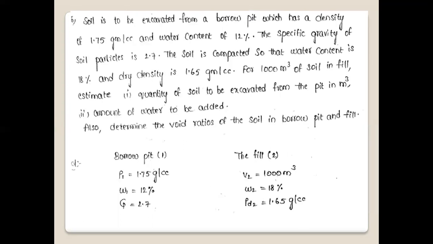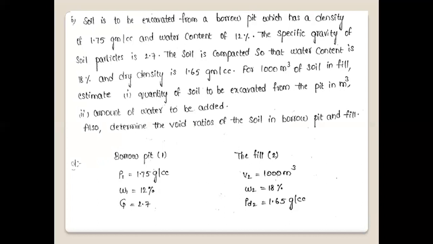Next problem. Soil is to be excavated from the borrow pit which has a density of 1.75 grams per cubic centimeter and water content of 12 percent. The specific gravity of soil particles is 2.7. The soil is compacted to a water content of 18% and a dry density of 1.65 grams per cubic centimeter.